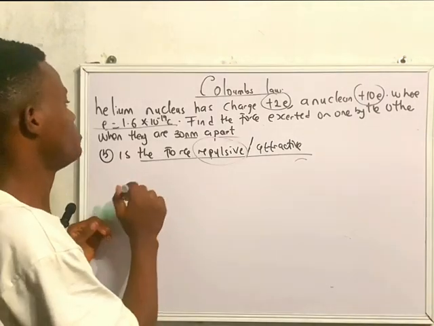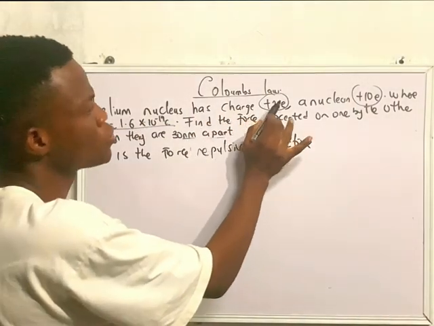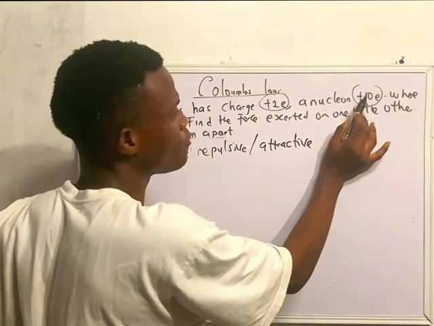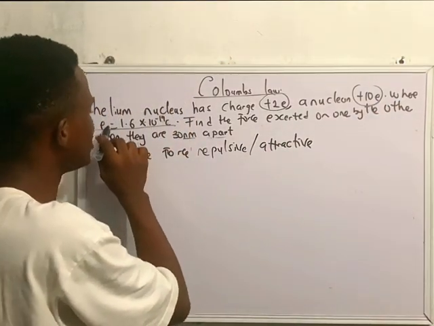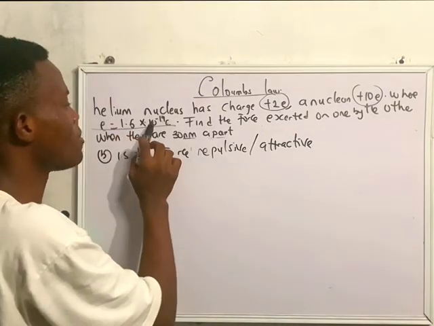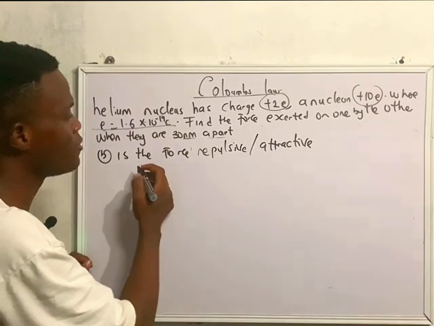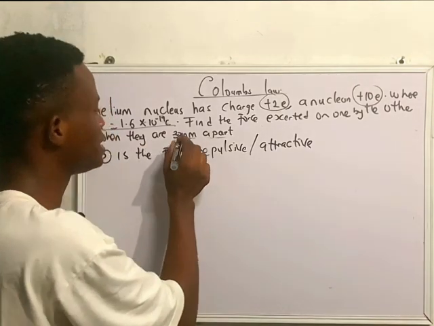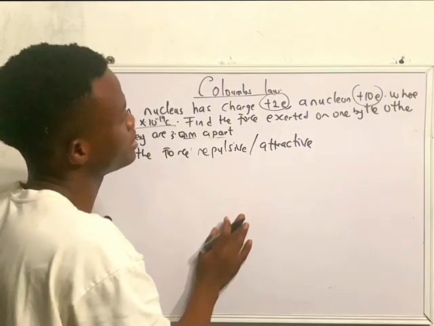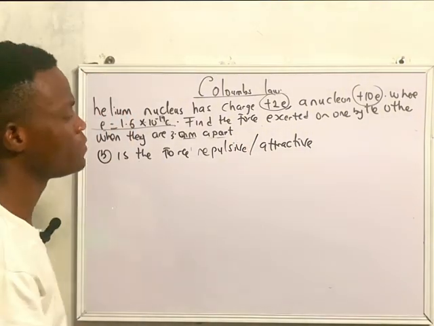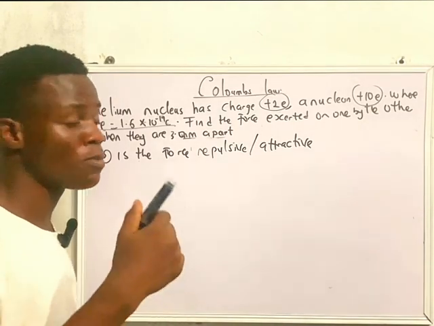So our second question for today: a helium nucleus has charge plus 2 electrons and a nucleon of plus 10 electrons, where our electron is given to be 1.6 times 10 to the minus 19 coulomb. Find the force exerted on one by the other when they are 3.0 nanometer apart. So that's the distance. I told you already, whenever you are solving physics questions, the first thing you have to do is write out the parameters.